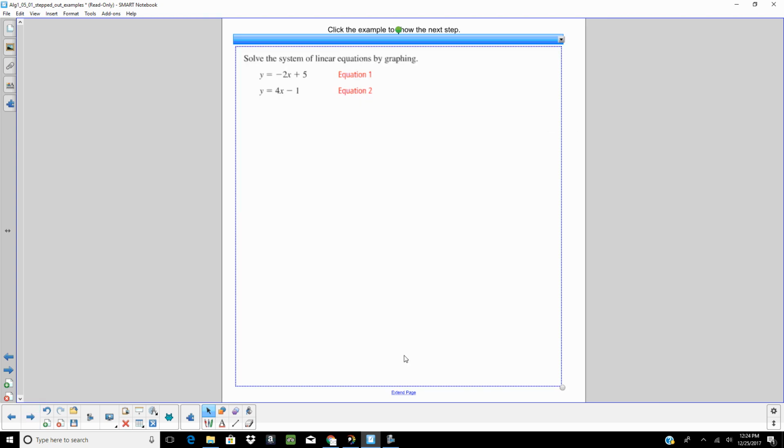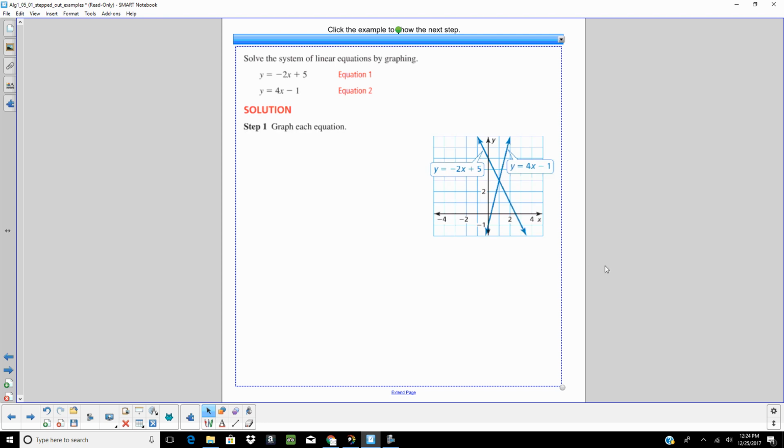So there's our first equation, y equals negative 2x plus 5. It's written in slope-intercept form. Our y-intercept is 5. Our slope is negative 2. So you put a dot at 5, then you slope down 2, right 1. Our next equation, our slope is 4, our y-intercept is negative 1, put a dot at negative 1, up 4, right 1. And right there is where they are crossing.